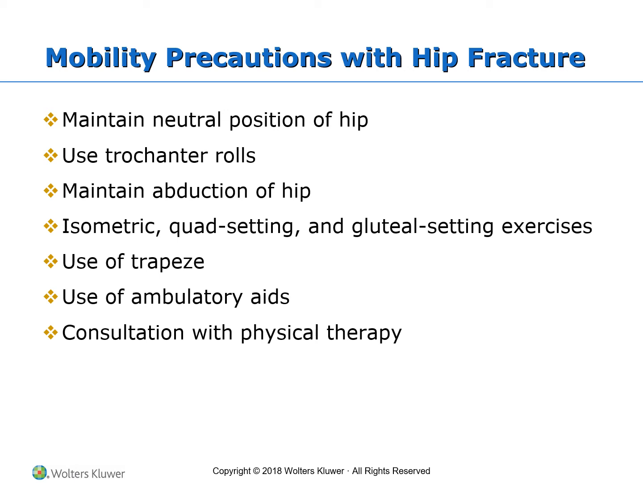They cannot bend over to put on their shoes and socks or put their pants on. So they'll have to have a lot of different assistive devices that can help with that. You can use trochanter rolls on the outside of the hip and thigh, and that's so that the leg doesn't roll out.